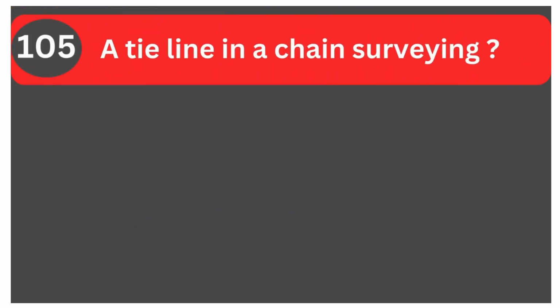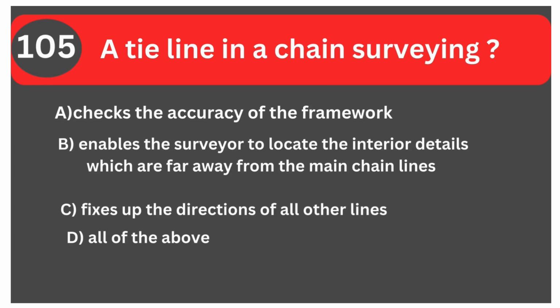A tie line in chain surveying. Options: A. Checks the accuracy of the framework, B. Enables the surveyor to locate the interior details which are far away from the main chain lines, C. Fixes up the directions of all other lines, D. All of the above. Answer B. Enables the surveyor to locate the interior details which are far away from the main chain line.